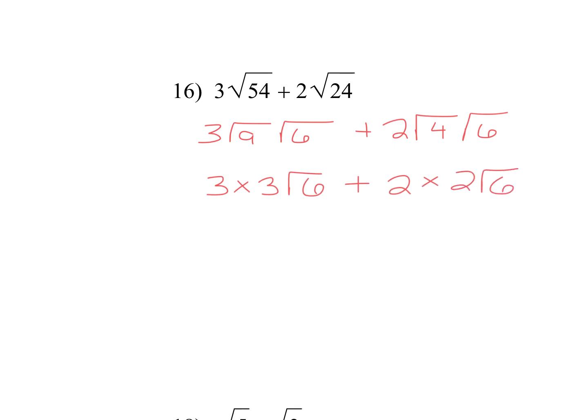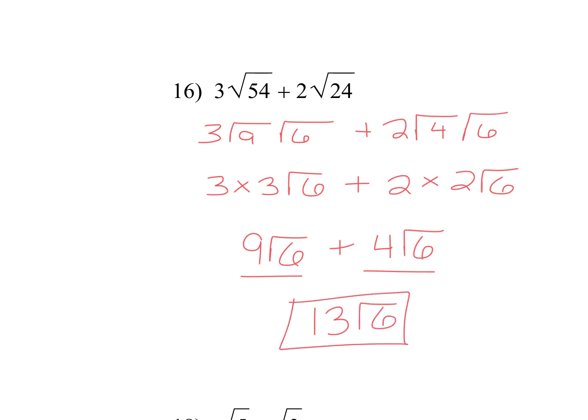So on the left I have 3 times 3, 9 square root of 6. On the right, 2 times 2, 4 square root of 6. Now do I have like terms? Yes. So if I combine these, I get 13 square root of 6. So if you don't start with like terms, but you can simplify, simplify if you can. Okay, always, always, always simplify.